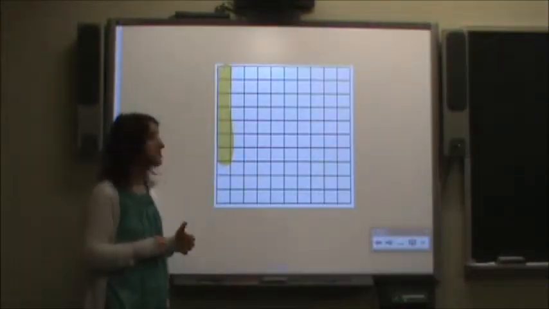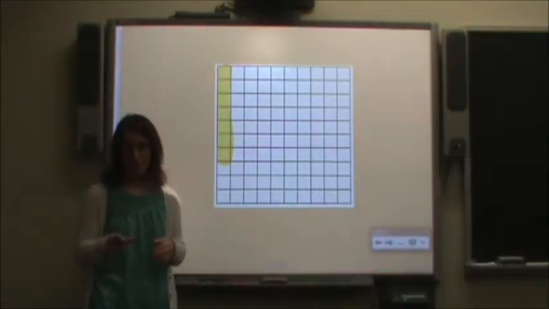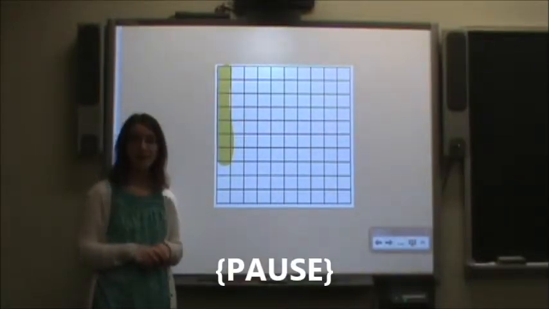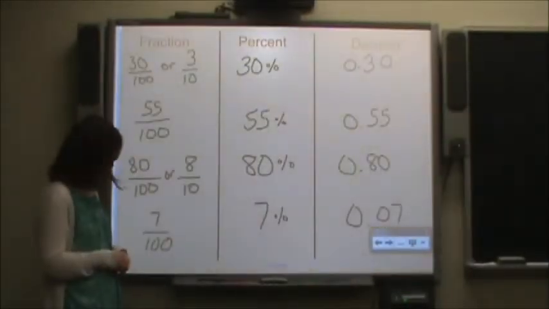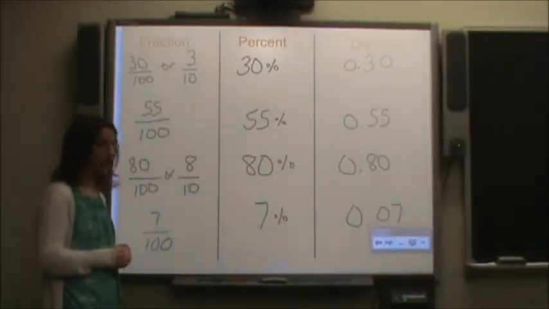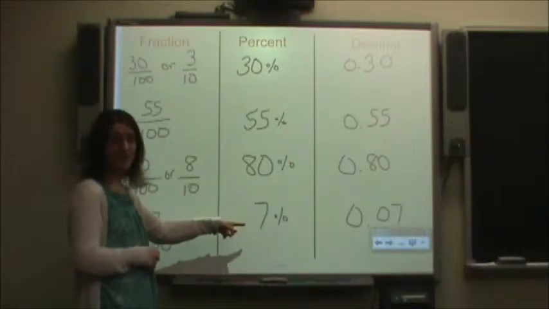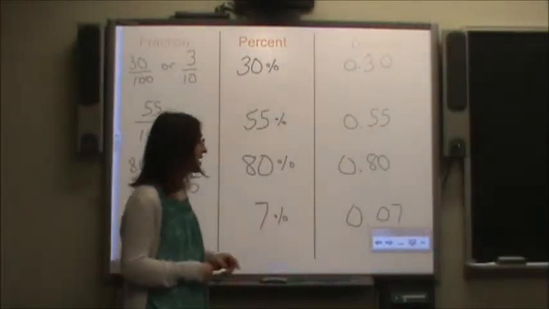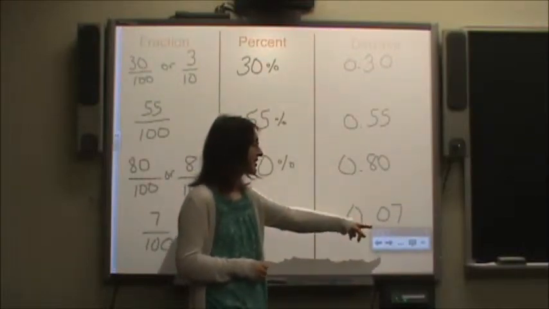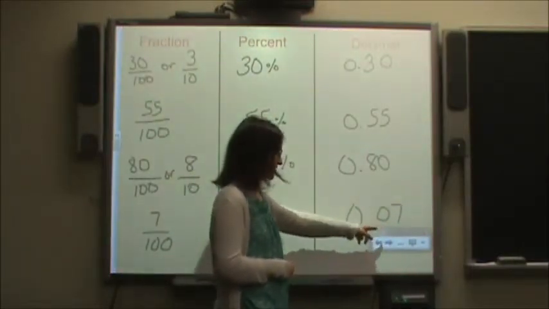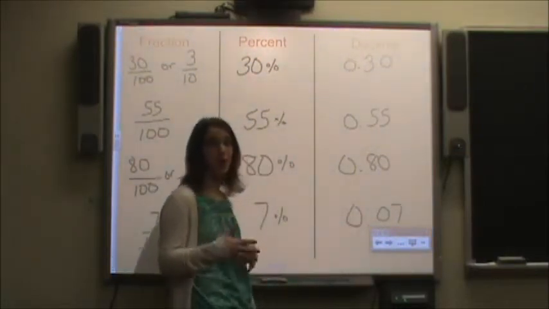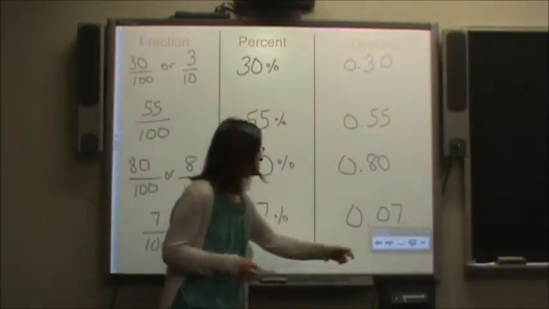Here's another one. You're going to do this one also on your own. Beware of placeholders, but you're going to find the fraction, decimal, and percent. Pause your video and do that now. Your fraction is going to be 7 over 100, or 7 hundredths. And then we only have 7 blocks covered, so it's 7 out of 100, 7%. And our decimal is 0 and 7 hundredths. This is probably the trickiest one for you, because you have to remember that placeholder 0 because we don't have any tenths.